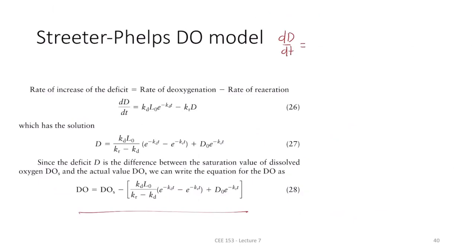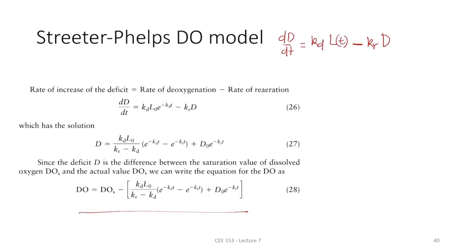Think of it this way: there are two factors. Number one, what increases the deficit? Aeration will decrease the deficit, because aeration is adding more oxygen to the system. So that's why you have a second term, kR times D. That's a negative term, because the deficit decreases with increased aeration. But at the same time, the deficit also increases if you have more BOD. So that will be kD times L(t). That's the BOD concentration.